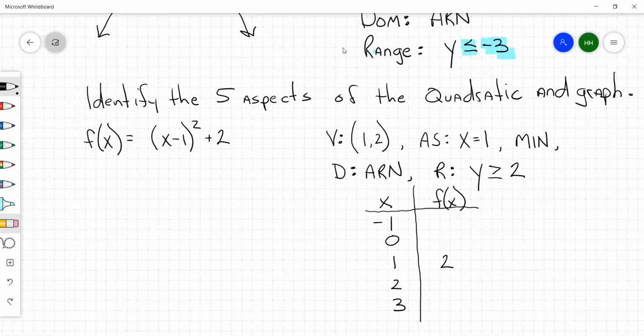Now remember, they're all symmetrical. Since we went the same distance from the vertex, our range values are going to be the same for corresponding inputs. So when we input a 2 into this function, 2 minus 1 is 1, and 1 squared is 1, plus 2 is 3. And when we input a 3 into this function, 3 minus 1 is 2, 2 squared is 4, and 4 plus 2 is 6.